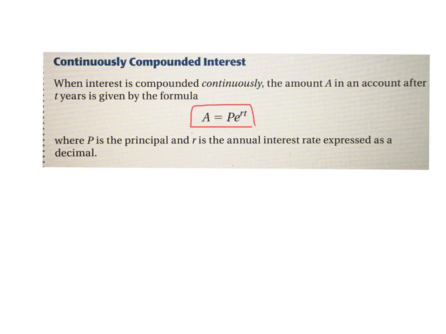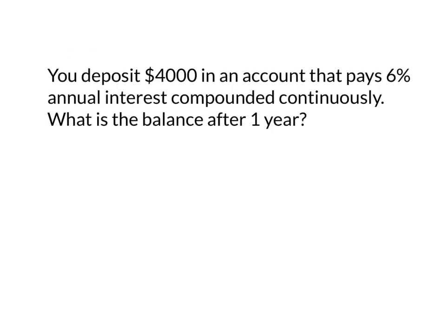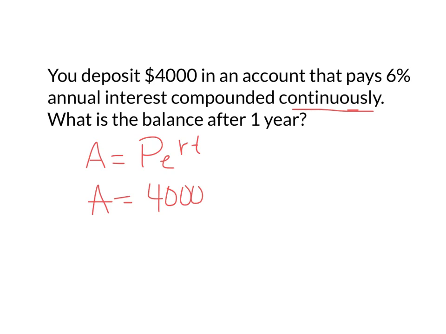Let me show you one example. It says you deposit $4,000 in a savings account to pay 6% annual interest compounded continuously. That's how you know how to use this formula. What is the balance after 1 year? So I'm using the amount is P e to the RT power. The principal is what you start with. We start with $4,000. So I'm going 4,000 e to the RT. The rate is 0.06. And this time the T is 1.